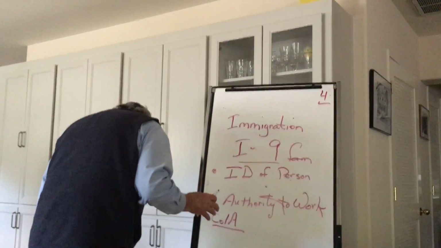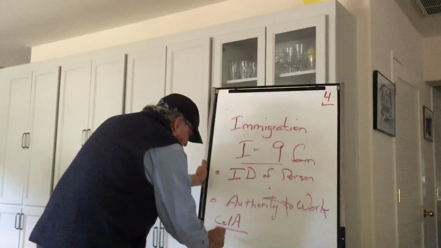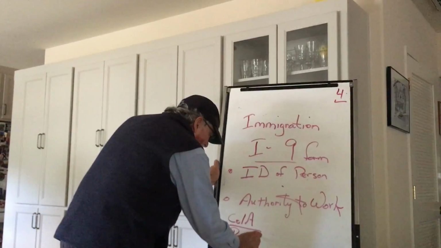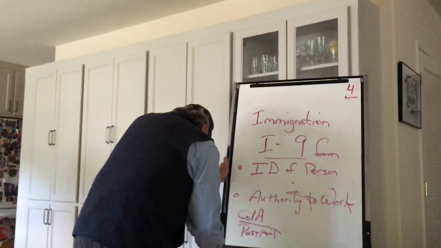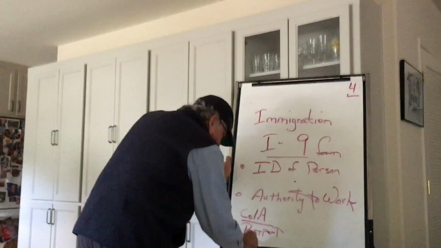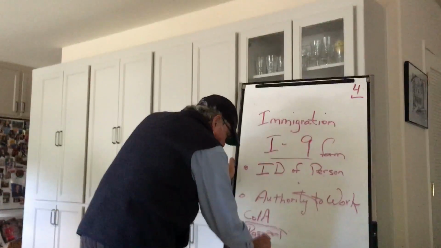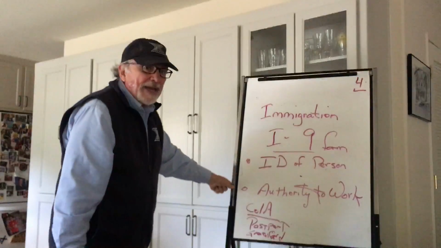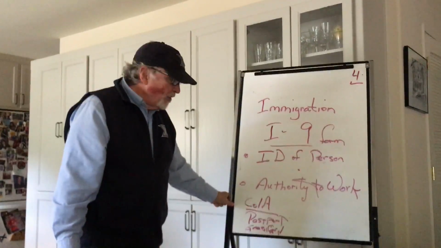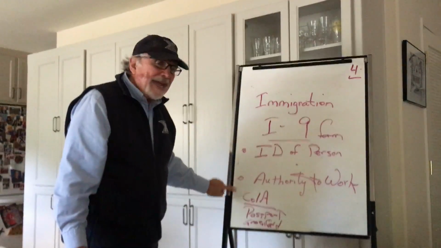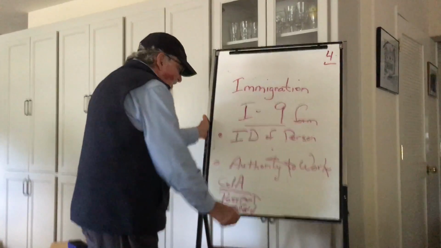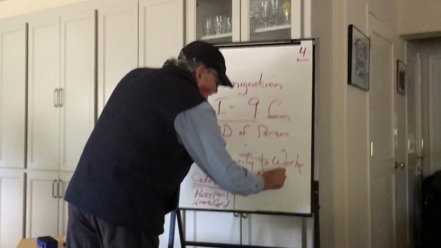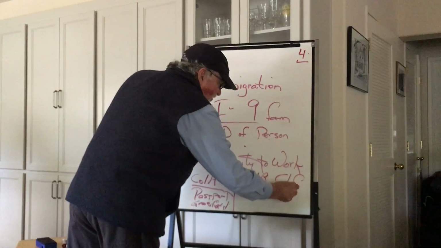For example, what's in column A? A passport. A green card. Those both can prove identity and authority to work. But if you don't have that, then you can go to column B and column C.